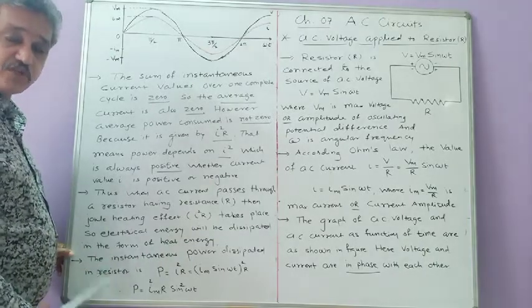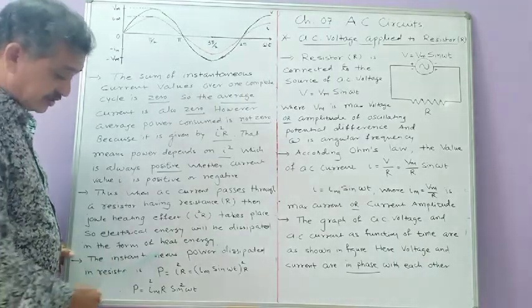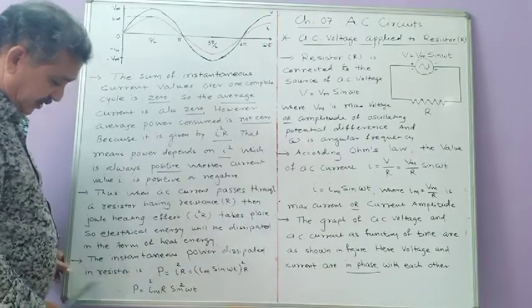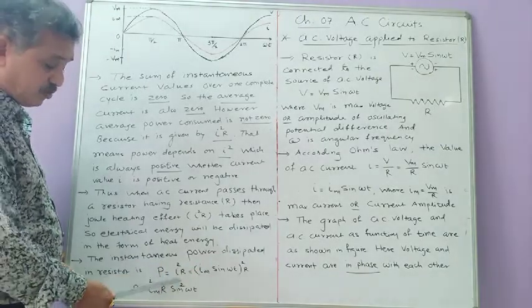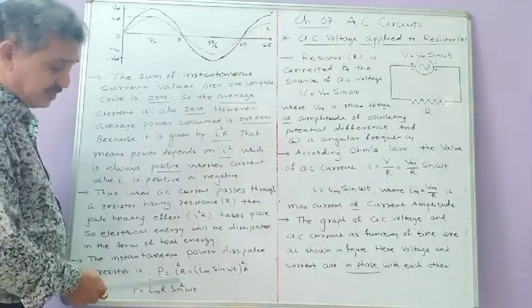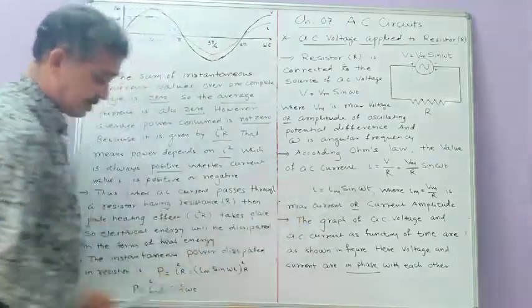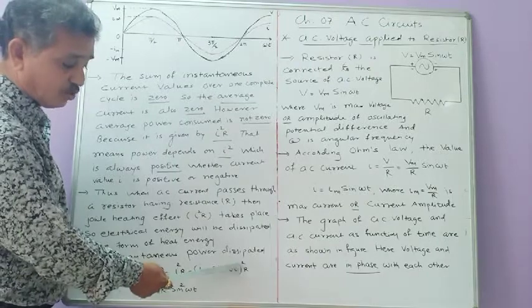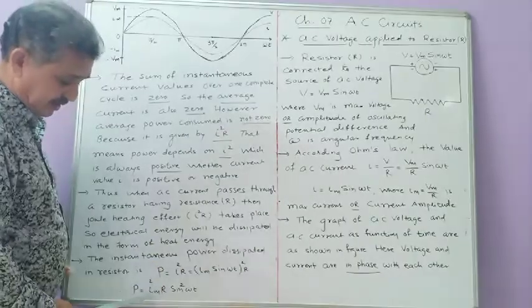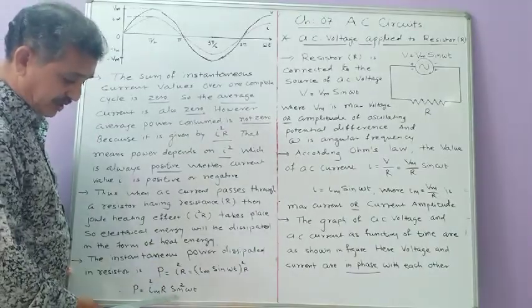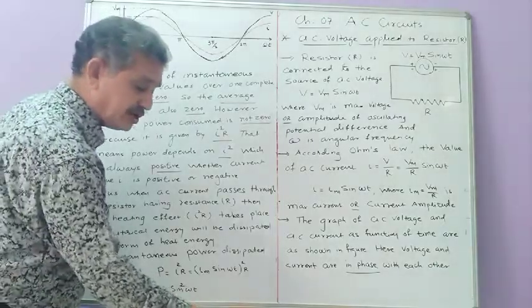Now we talk about the instantaneous power. The instantaneous power dissipated in the resistor is P equal to I square R. What was I? AC current I. AC current I is given by Im sin omega t. So Im sin omega t का whole square into R. That can be written as Im square into capital R into sin square omega t.